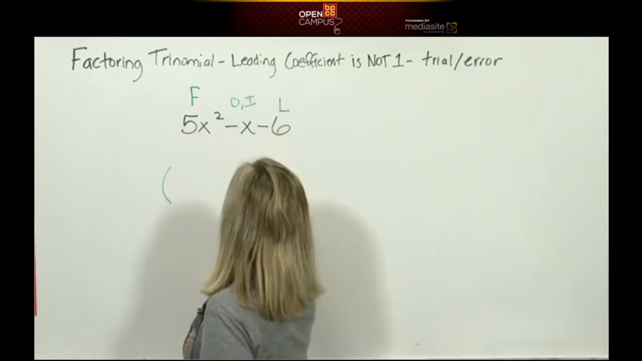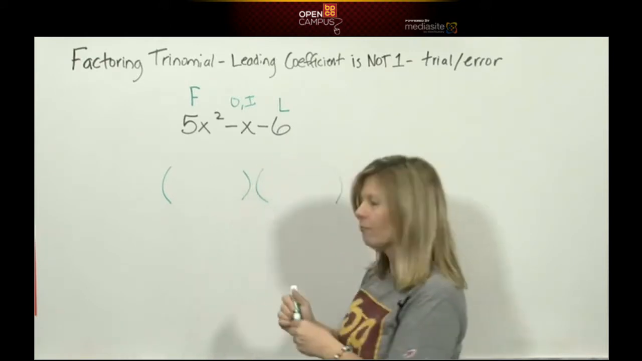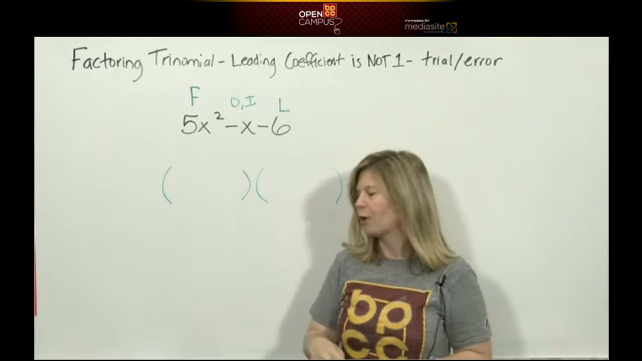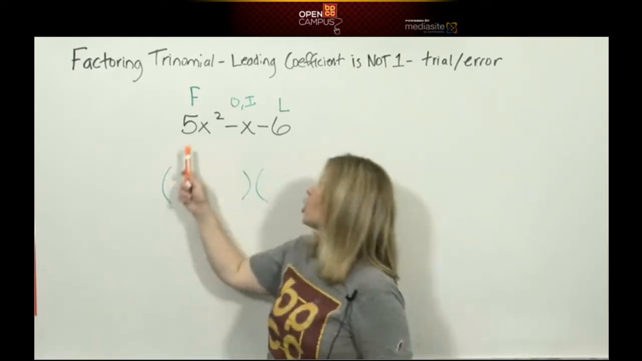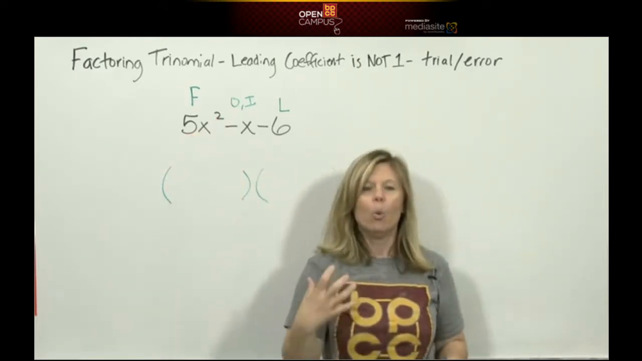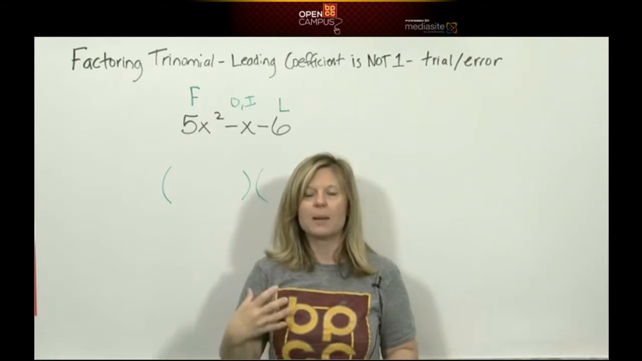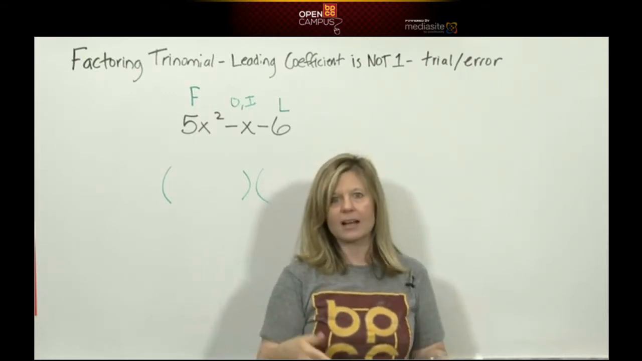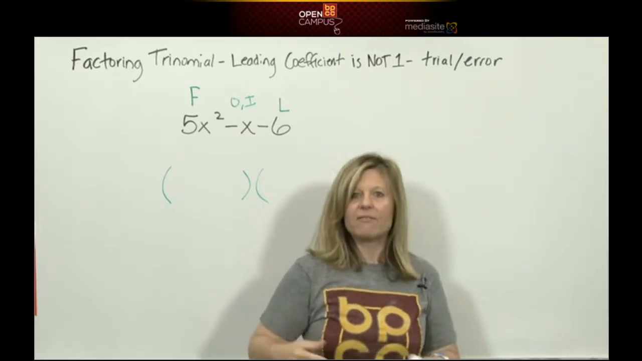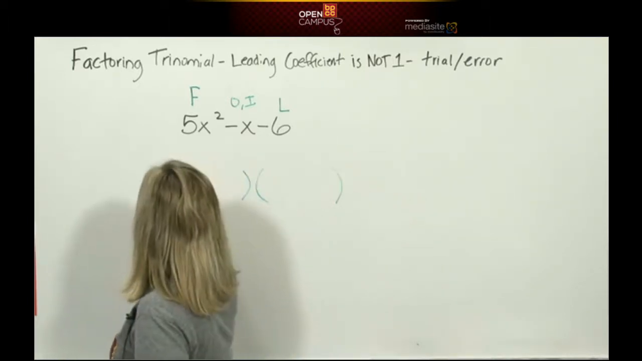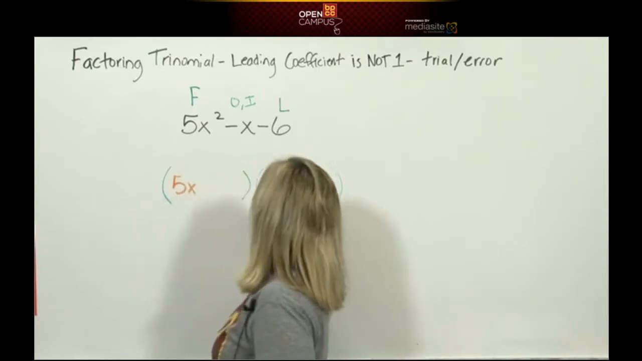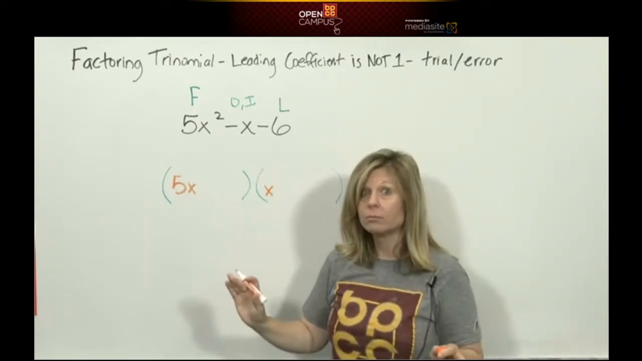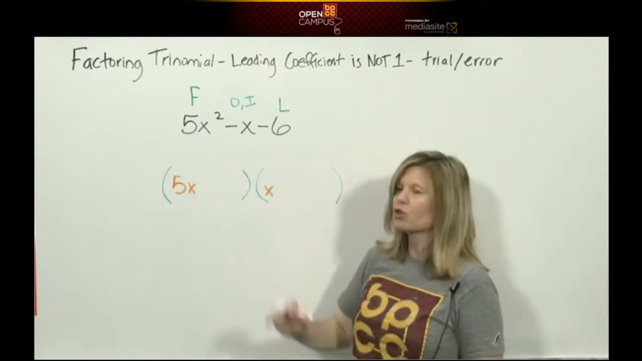So I'm going to put my 2 sets of parentheses. I know when I factor a trinomial, I always start with the first term. Well, my first term is 5x squared. What in math can I multiply to make a 5x squared? Well, we know x squared is always x times x. So to make 5x squared, it would be 5x times 1x. And that's our only option, which is great. So there we go. We got our first term in.